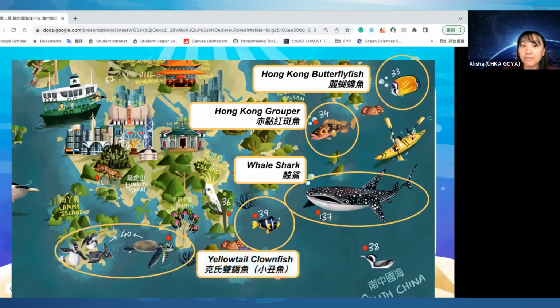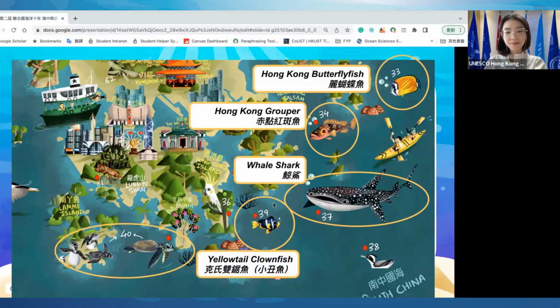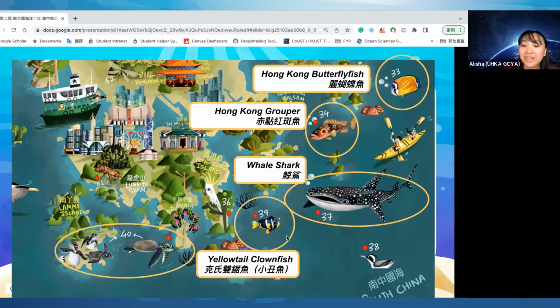Has anyone watched the Finding Nemo movie? Yes, from Disney, right? The main character, Nemo, actually also lives in Hong Kong waters. It is called the clownfish, and we also have some sea turtles, especially the green sea turtles.